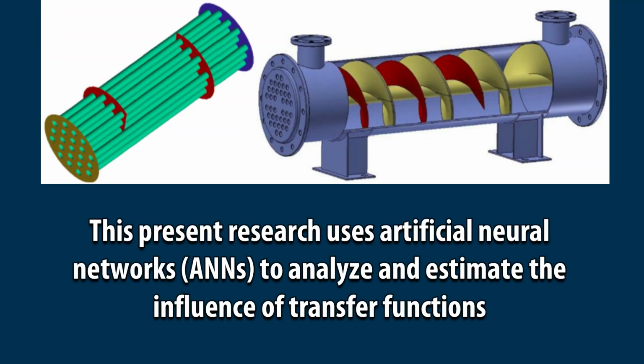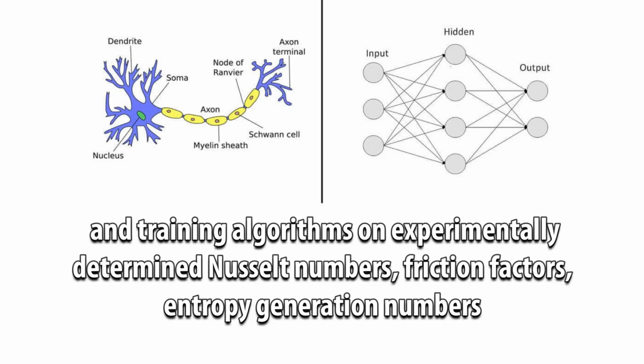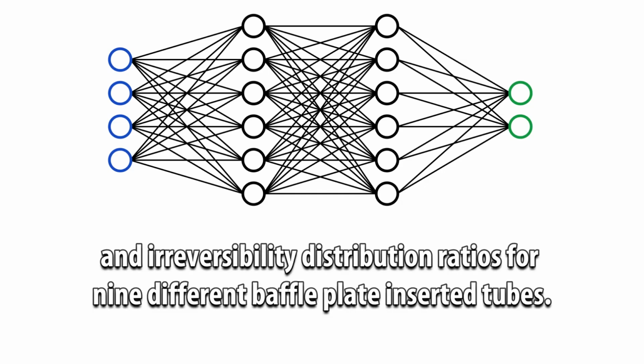This present research uses artificial neural networks, ANNs, to analyze and estimate the influence of transfer functions and training algorithms on experimentally determined Nusselt numbers, friction factors, entropy generation numbers, and irreversibility distribution ratios for 9 different baffle plate inserted tubes.